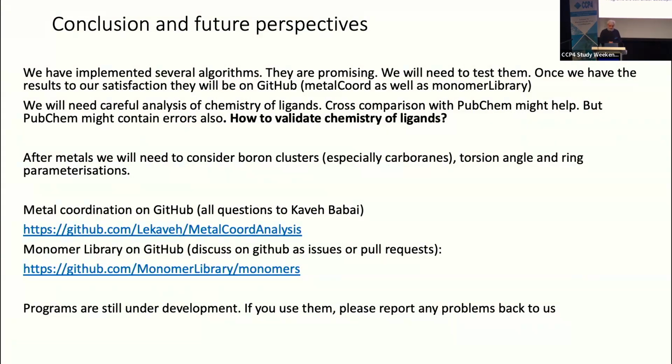So we have implemented several algorithms. They are promising. Still, work is in progress, but we have put some of the results already on GitHub, and if you want, you can try. But at the moment, if you try, you have to send feedback so that we can improve it. Metal coordination analysis is on GitHub, put there by Kave, and in the monomer library. Again, I am asking everybody to contribute to the monomer library to make sure that we have correct ligands and correct chemistry and correct conclusions. And in future, machine learning may do a better job also.